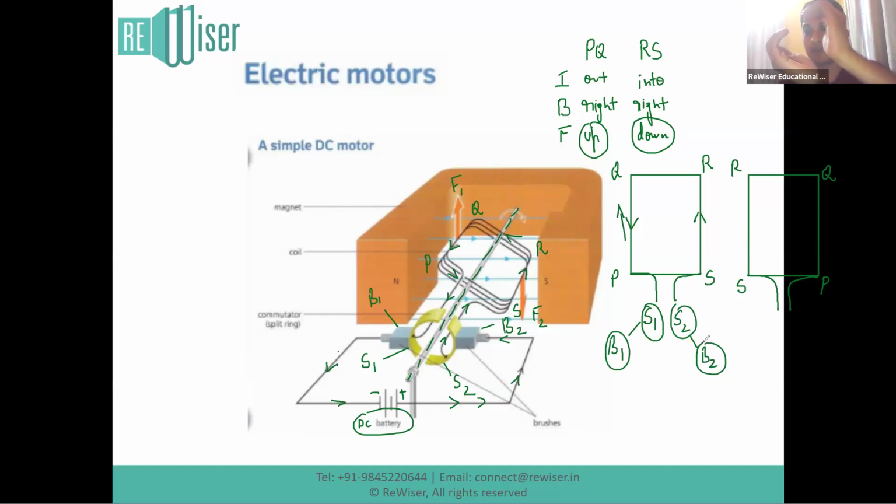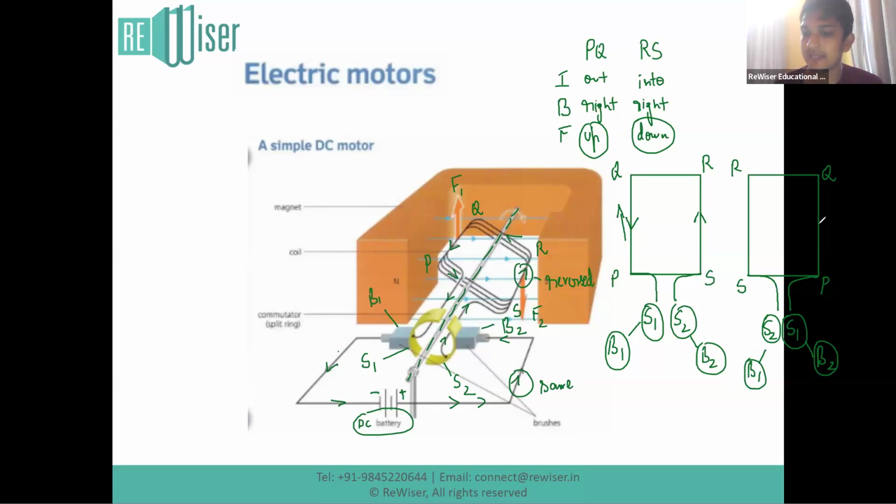As soon as they do half rotation, notice what happens. S1 will now get rid of its connection to brush B1. It will now be connected to brush B2. So S1 will come here, which will now be connected to brush B2. S2 will come here, which will now be connected to brush B1. So the direction of current here is the same, but the direction of current inside will be reversed.